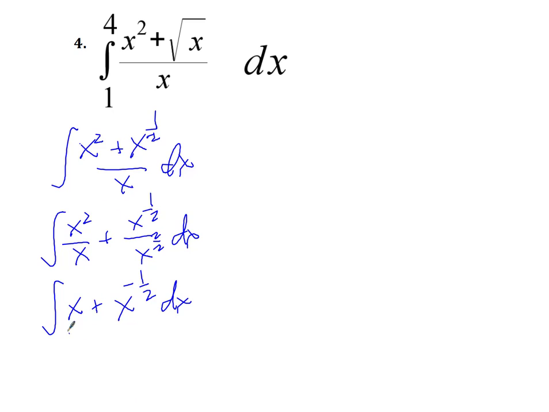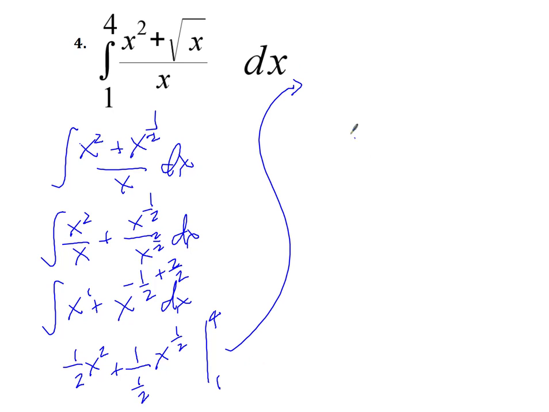Alrighty. I'm going to take the antiderivative. The antiderivative of x is going to be 1/2 x squared. You add 1 to the exponent. There's already a 1 there, so you add 1 to get 2. New exponent goes down here, coefficient goes up here. Now for this one we're going to add 1, or 2 over 2, so we get x to the 1/2. New exponent goes down here, and 1 goes up here. And we're going from 1 to 4.